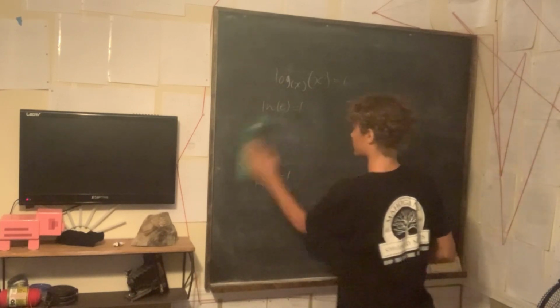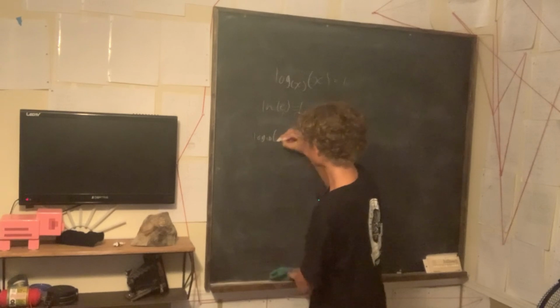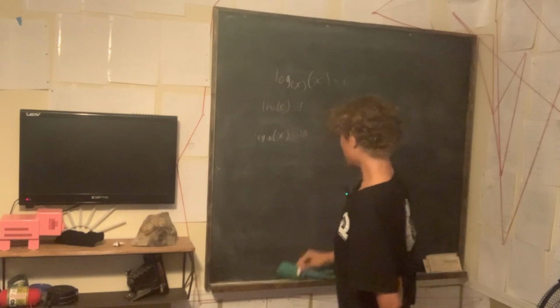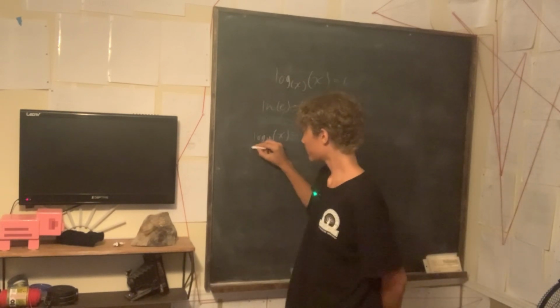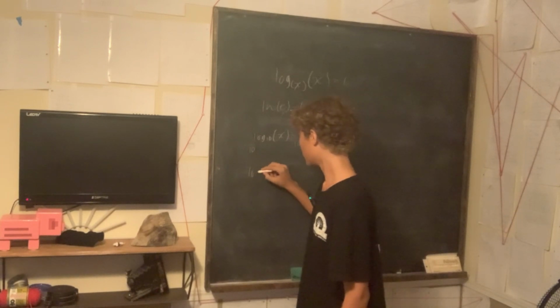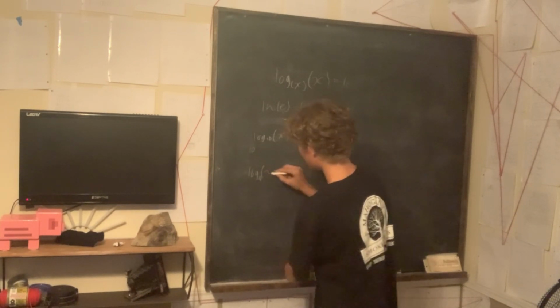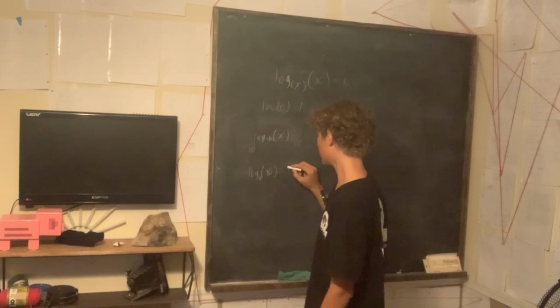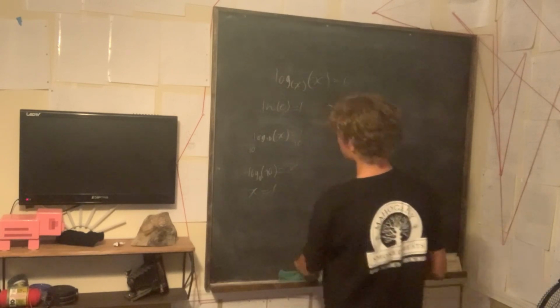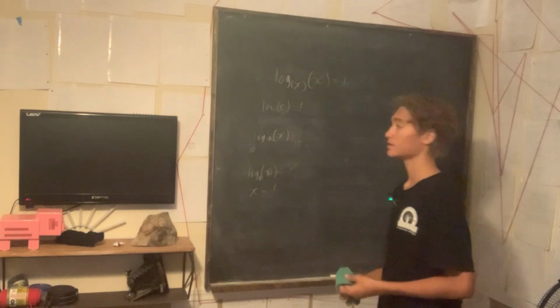This works for any other base. Let me show you real quick. Let's go log base 10 of 10, which is equal to x. Once again, let's go 10 to the x: 10 to the first is 10, so x is equal to 1. So once again, a log of its own base is 1.